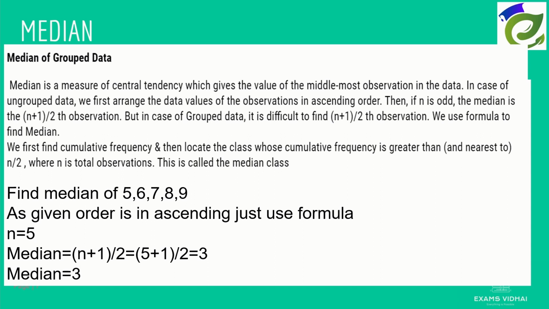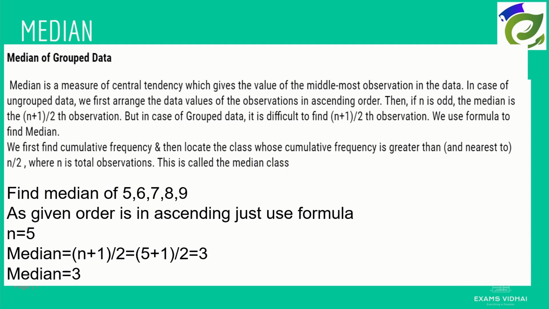How can we calculate the median? If n is the total number of observations, then we have two cases: n is odd and n is even. If n is odd, then the median is the (n plus 1) by 2th observation. But in case of grouped data, it is difficult to find the (n plus 1) by 2th observation, so we use a formula to find the median. And if n is even, then we take the n by 2th observation and the (n by 2 plus 1)th observation, calculate the mean of those two, and that will be the resultant median.